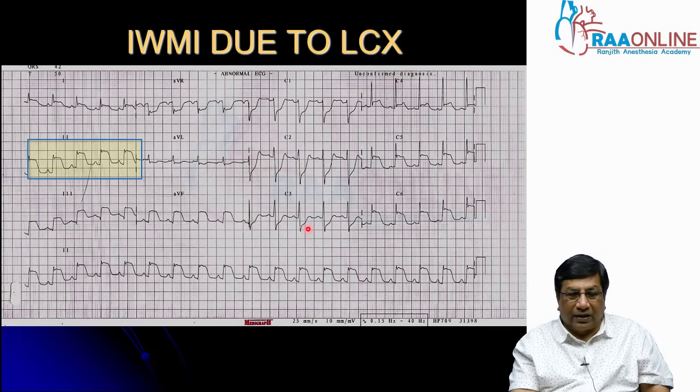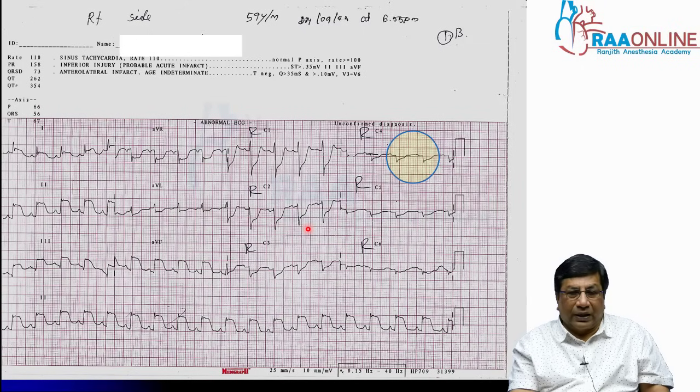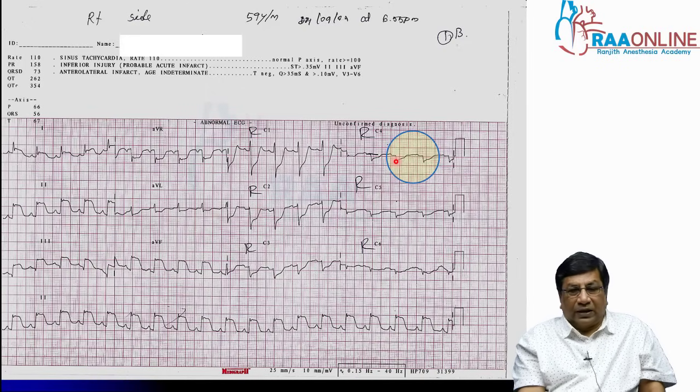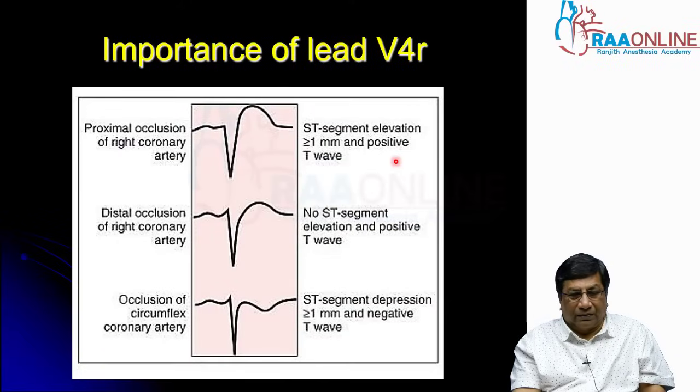Look at the ECG here. Here my L2 shows more elevation than L3, so it is likely to be a left circumflex infarction. So it immediately tells you left circumflex infarction. When you look at the lead V4R for the same ECG, you have ST segment depression and T wave inversion. So the V4R alone, as I have told you, shows that it is likely to be a left circumflex inferior wall infarction rather than right coronary inferior wall infarction. So the V4R is very crucial to diagnose right coronary versus left circumflex.